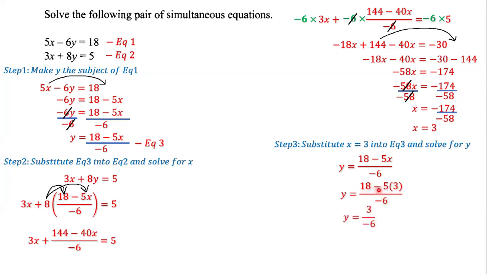18 minus 5 times 3 is going to be equal to 3, and we still have negative 6 at the bottom here. So we have 3 divided by -6, and that's going to be -0.5. That means that x is equal to 3 and y is equal to -0.5. And that's the answer to this question.